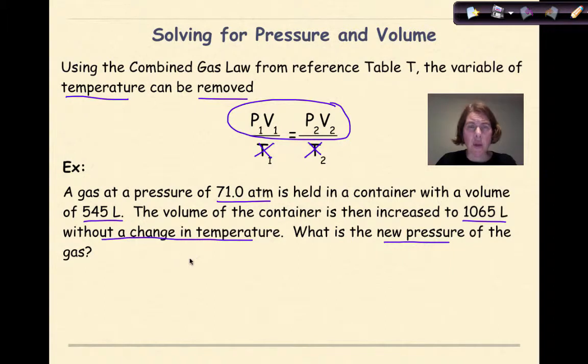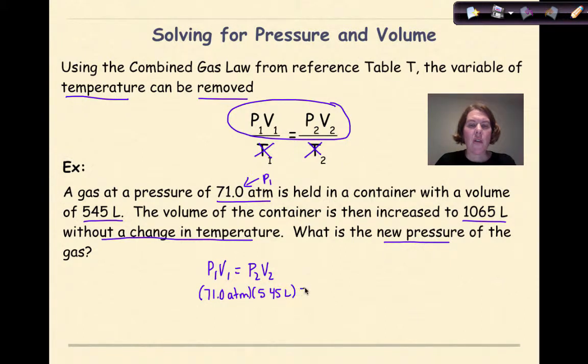So the first thing that I'm always going to do is write out my gas law. So P1 V1 is equal to P2 V2. So I can tell here that my initial pressure, my P1, is this 71 atmospheres right here. So I'm going to plug it in, 71.0 atmospheres. And then my volume is 545 liters.